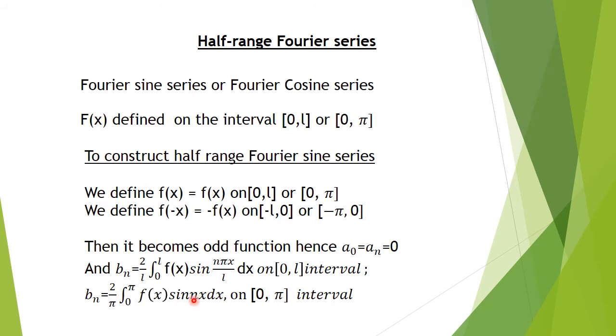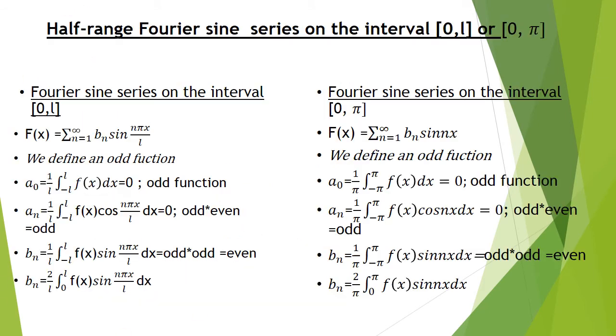Now we will see how a0 and an become 0 when we have an odd function, in the next slide. Now let me explain the half range Fourier sine series on the interval 0 to L or 0 to pi, and how you get a0 and an equal to 0 and bn equal to 2 by L or 2 by pi, integral 0 to L or 0 to pi.